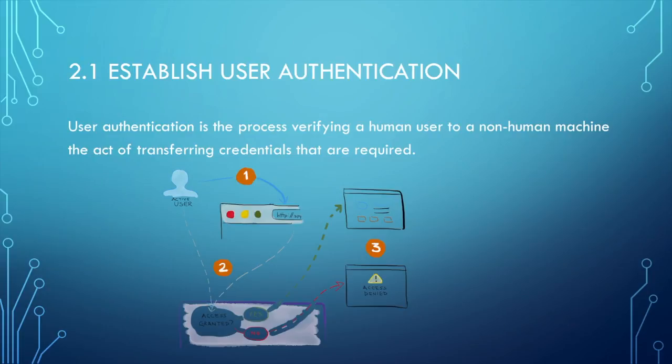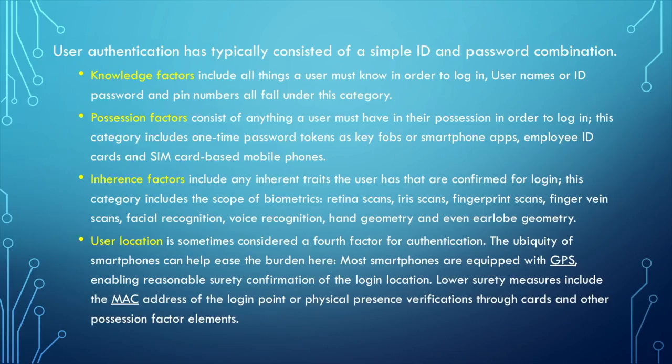Establish user authentication. User authentication is the process of verifying a human user to a non-human machine, the act of transferring credentials that are required. User authentication has typically consisted of a simple ID and password combination. Knowledge factors include all things a user must know in order to log in. Usernames or IDs, passwords, and PIN numbers fall under this category.